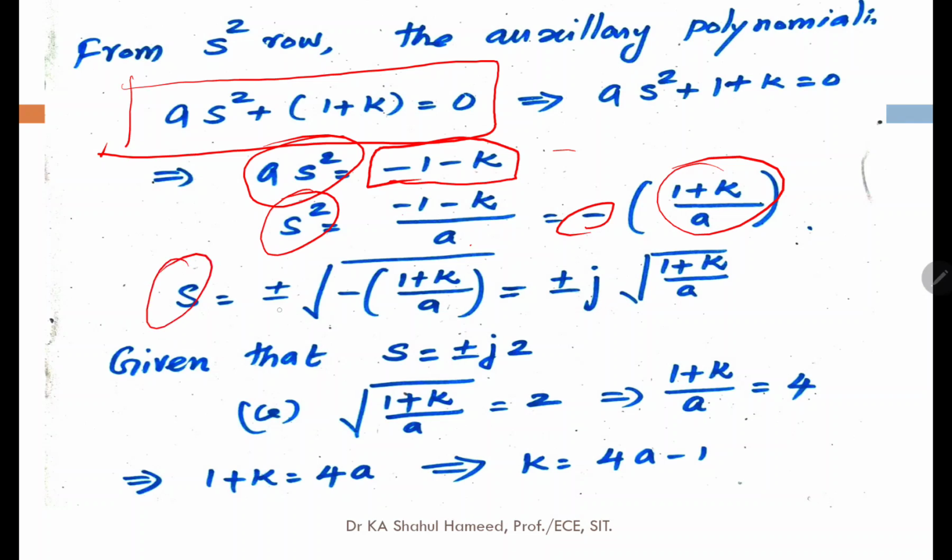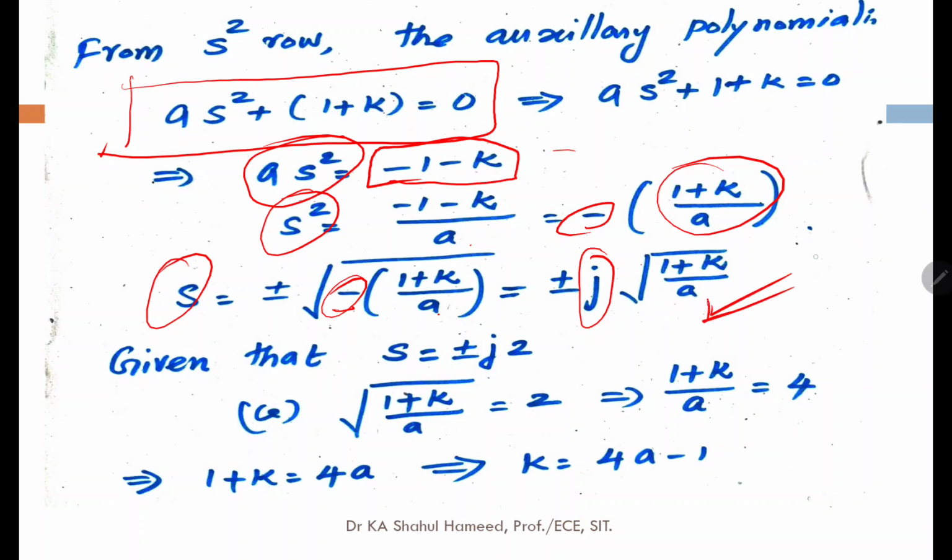So s is equal to plus or minus square root of minus 1 plus k divided by a. So because of this minus, when we are taking the square root of minus, we get j, which is equal to plus or minus j square root of 1 plus k divided by a.